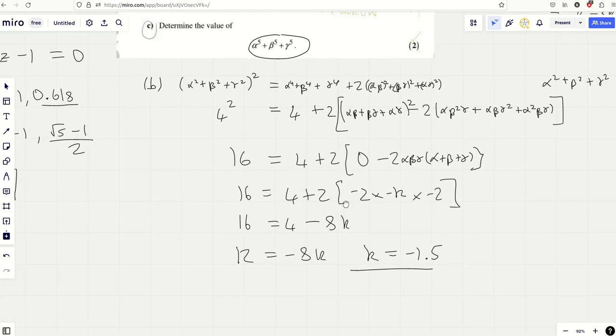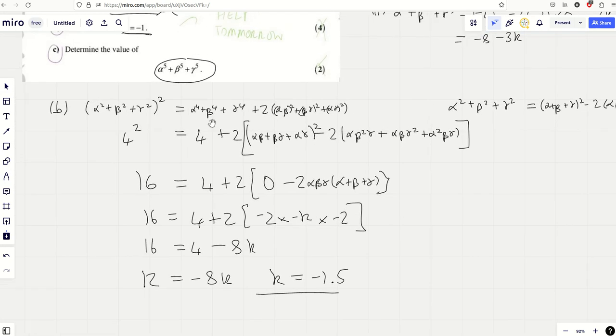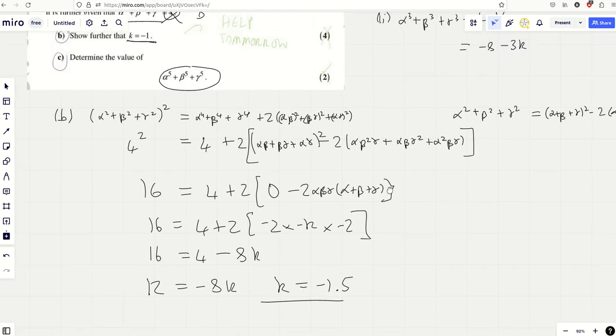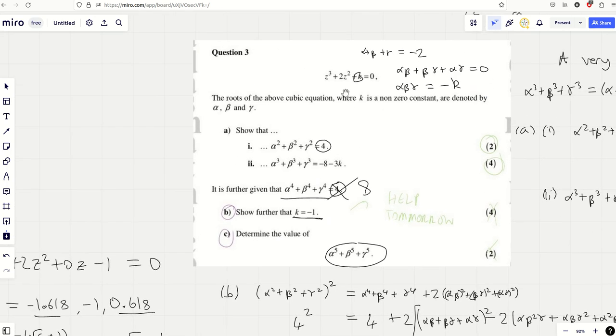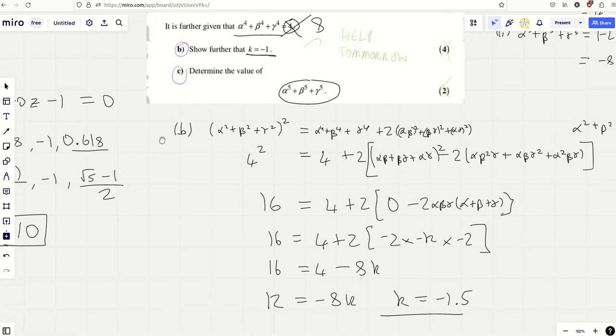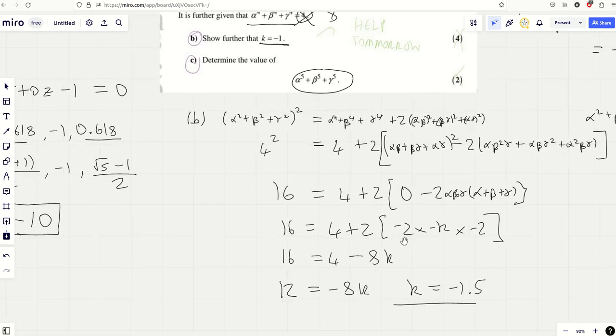They've got a really weird way of doing it on the website as well, but honestly, this way is absolutely fine for finding alpha to the power of 4 plus beta to the power of 4 plus gamma to the power of 4. And please feel free on your calculators to check it yourselves. Plug that in as -1. You can find the roots of that, or your calculator can, and you'll find that one works fine. You'll find this one works fine. It gives you, what is it, -8 plus 3, which is -5. But then this one should equal 8. So yeah, there's a problem with that question. So don't worry about it too much.